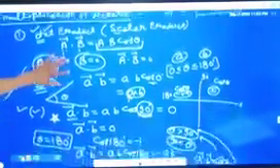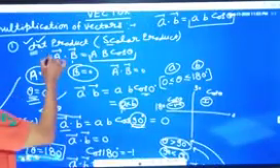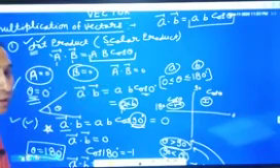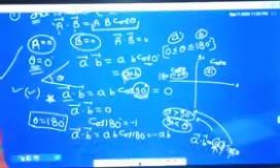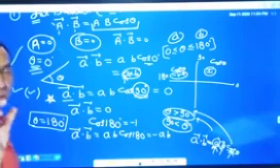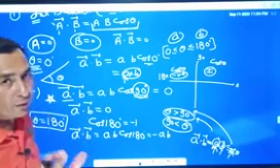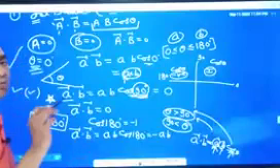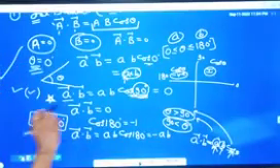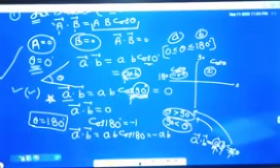A dot b is 0 when theta equals 90 degrees. Or if a is 0 or b is 0, then also a dot b is 0. But if a is not 0, b is not 0 and a dot b is 0, it means the angle between the given two vectors is 90 degrees. So it is the condition for perpendicularity of two vectors. If two vectors are perpendicular to each other, then the angle between them is 90 degrees if the dot product of the given vectors is 0.